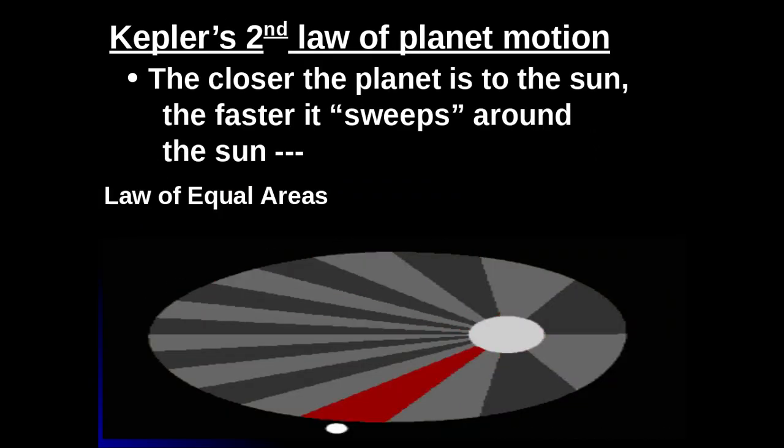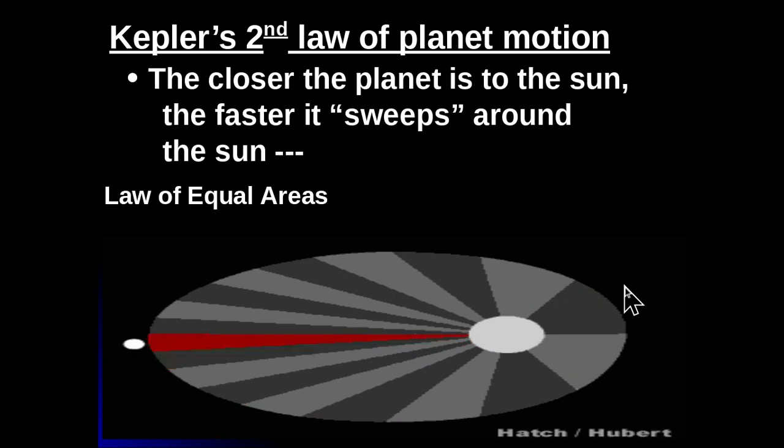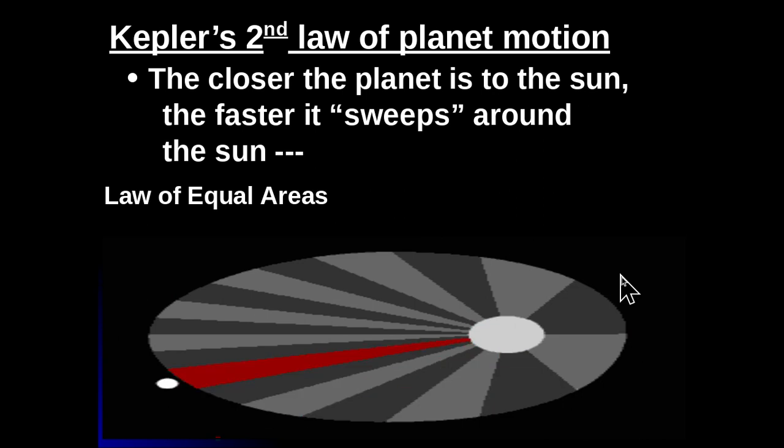Kepler's second law of planetary motion is known as the law of equal areas. And really what the second law says is the closer the planet is to the sun, the faster that planet will sweep around the sun. And when it moves away from the sun, it's slower. You can look at the animation below, and you can certainly see that as the planet gets near the sun, it sweeps a lot faster. As it moves away from the sun, it sweeps a lot slower.